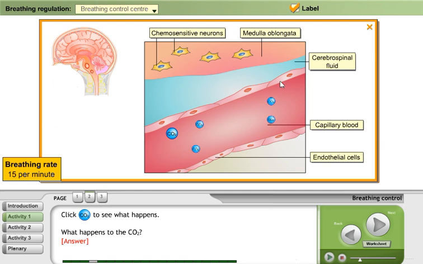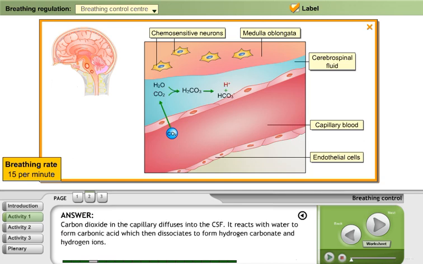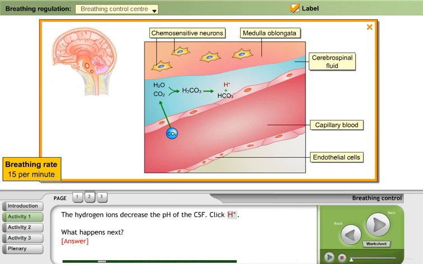Click carbon dioxide to see what happens. What happens to the carbon dioxide? Answer: carbon dioxide in the capillary diffuses into the CSF. It reacts with water to form carbonic acid, which then dissociates to form hydrogen carbonate and hydrogen ions. The hydrogen ions decrease the pH of the CSF. Click hydrogen ion.